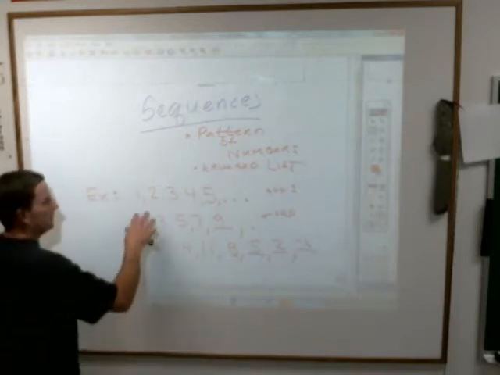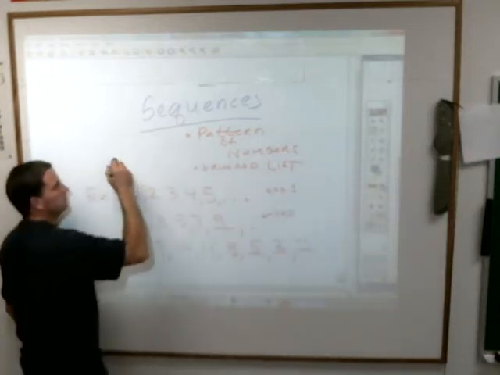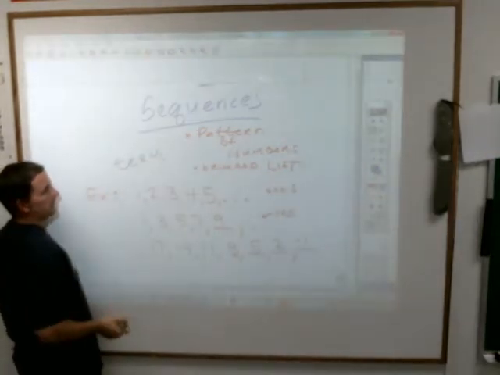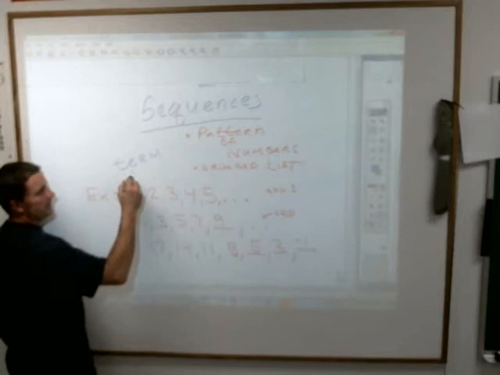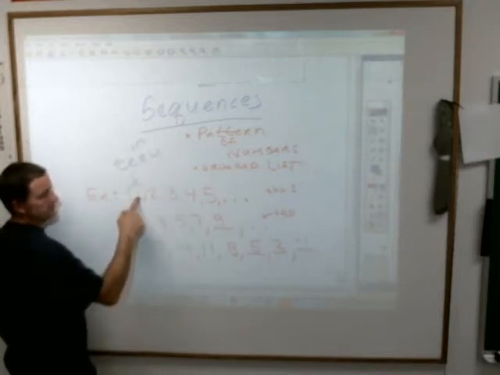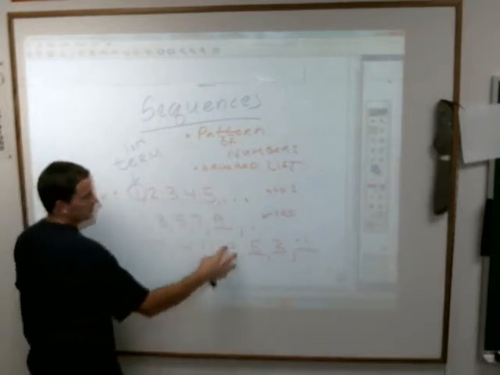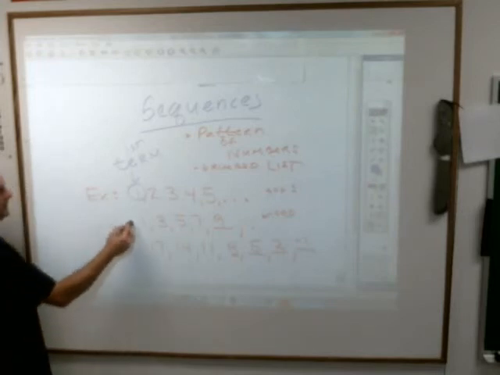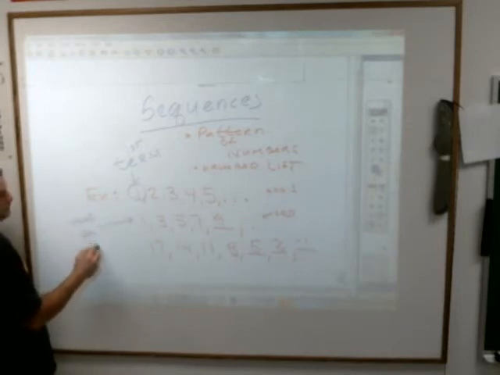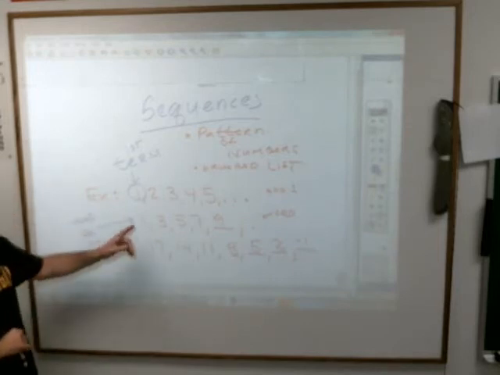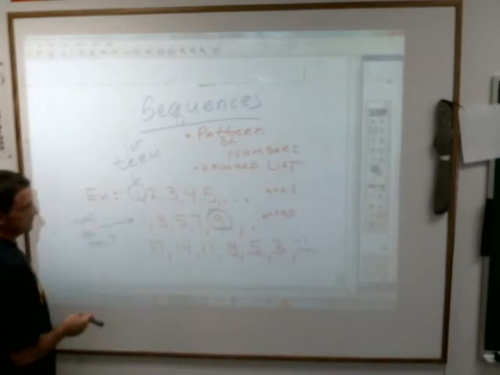Let's also throw this in here. When you have a sequence, you'll hear the word term. For example, the number 1 is what we call a term. It is actually the first term. This is the first term, second term, third term, fourth term, fifth term. All of these are terms, and then if I asked you what's the 5th term of this? You'd go, okay, that's the first term, second term, third term, fourth term. The 5th term is the number 9.